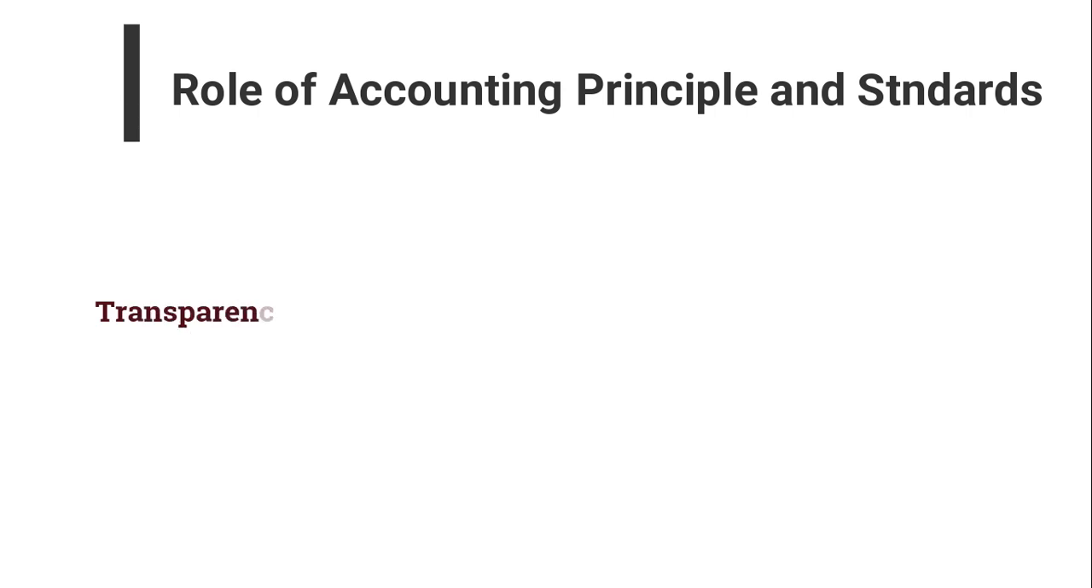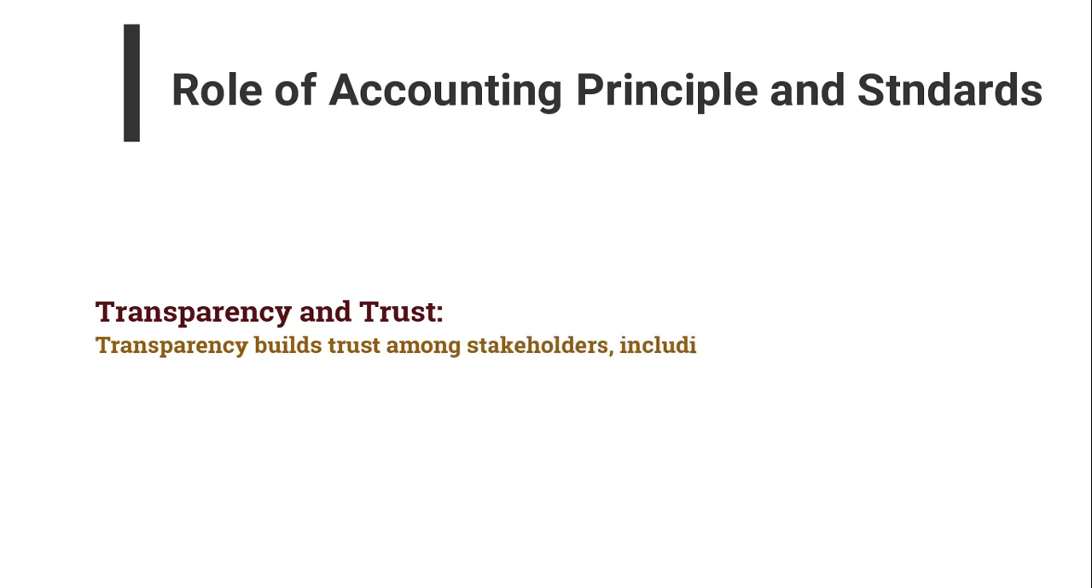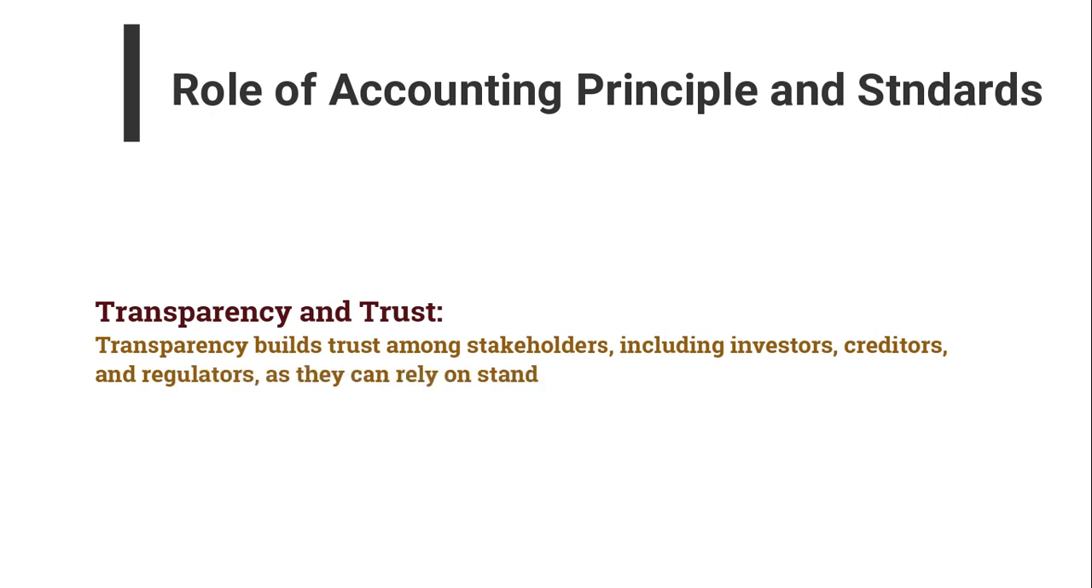The second one is transparency and trust. Following established accounting principles and standards fosters transparency in financial reporting. This transparency builds trust among stakeholders, including investors, creditors, and regulators, as they can rely on standardized information for decision making.